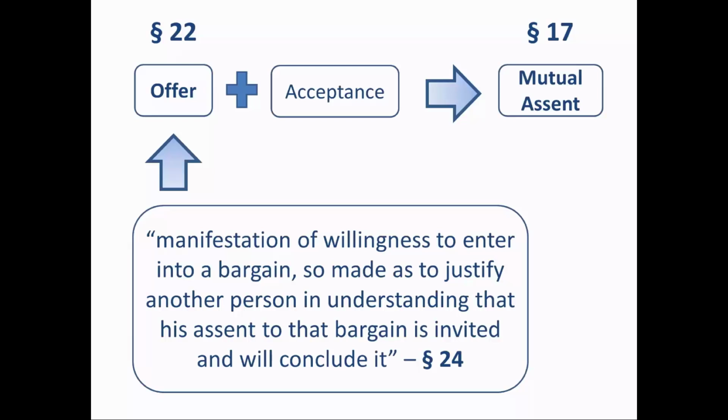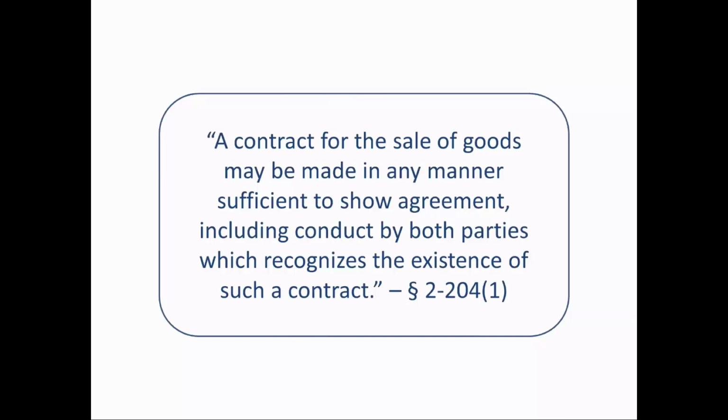The parallel provision of the UCC, Section 2-204(1), states a very permissive, intent-based test for establishing mutual assent. A contract for the sale of goods may be made in any manner sufficient to show agreement, including conduct by both parties which recognizes the existence of such a contract. These sections embody the requirement of mutual assent, but they also give us a useful technique for identifying whether a party's actions constitute an offer.